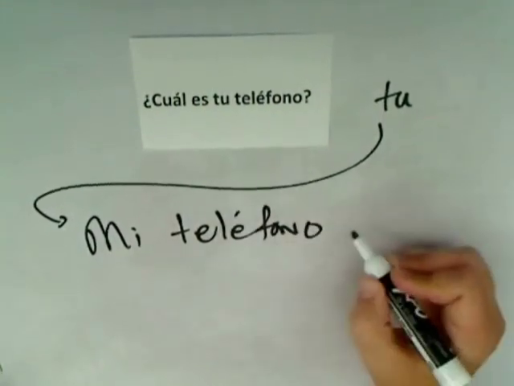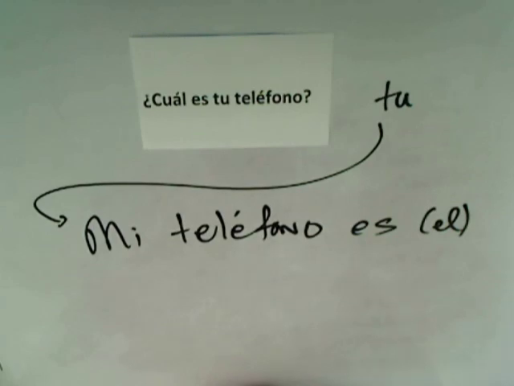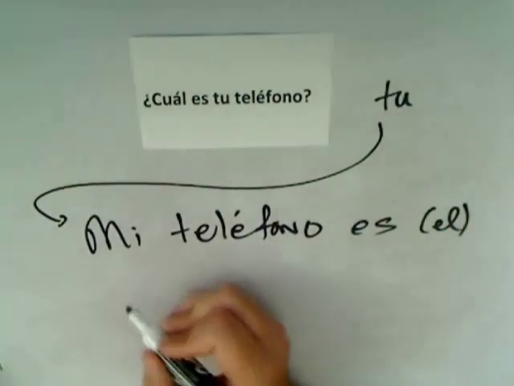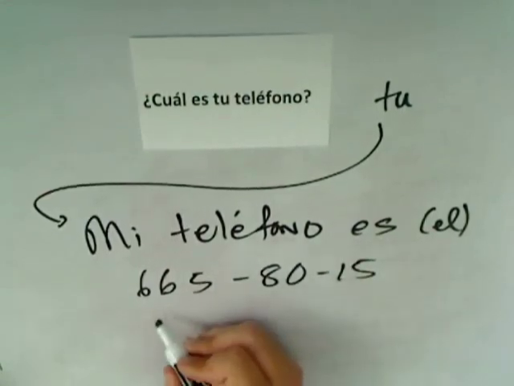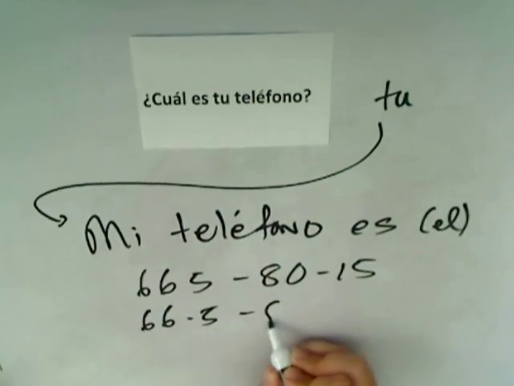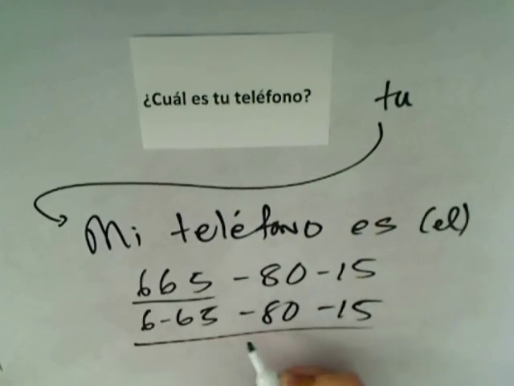Mi teléfono es, and then your number, right? Sometimes you'll hear a native speaker throw in the article el before a number like that. Mi teléfono es el 665-8015, right? Lots of times students will ask me, what's the right way to sort of break up these numbers? And it doesn't really matter. Each city, each country, each region might do it differently, but the important thing is to say all the numbers, right? So it doesn't really matter if you say it all together, or you break it up this way, 665, right, 8015. That's really a minor detail.